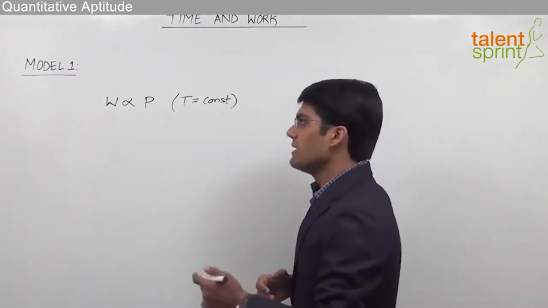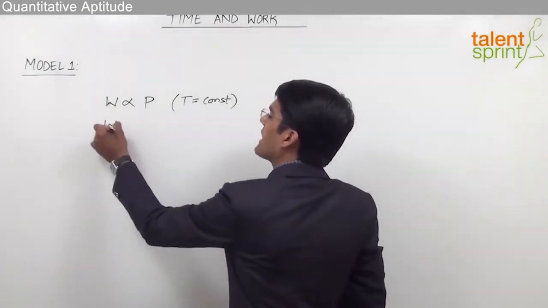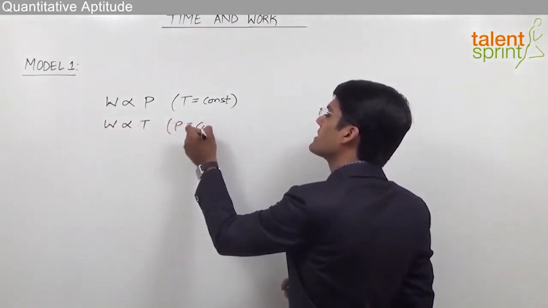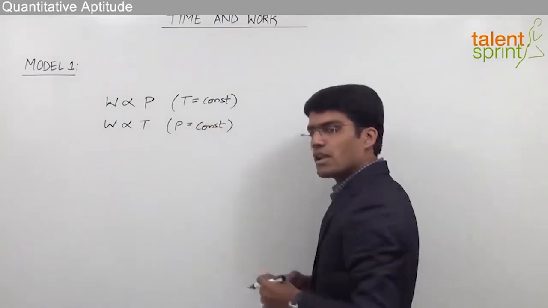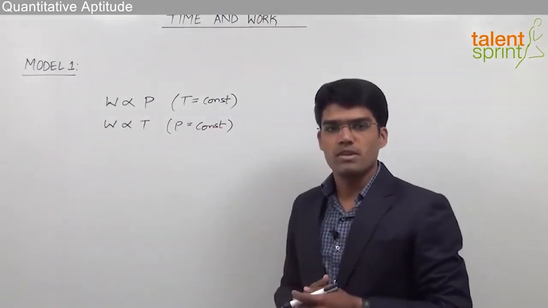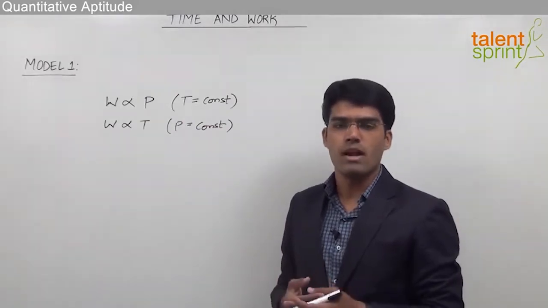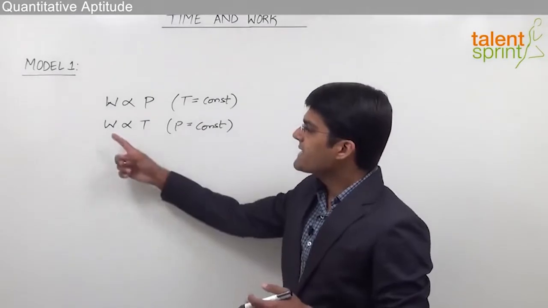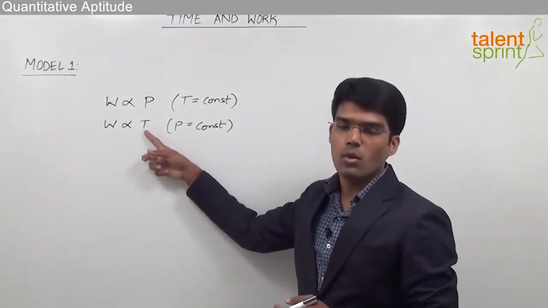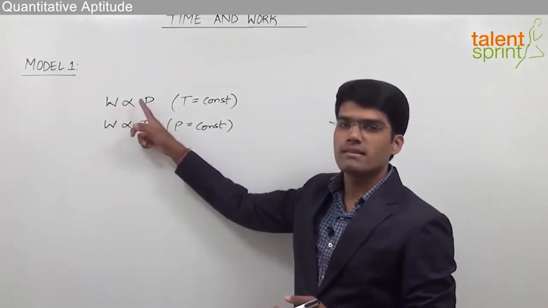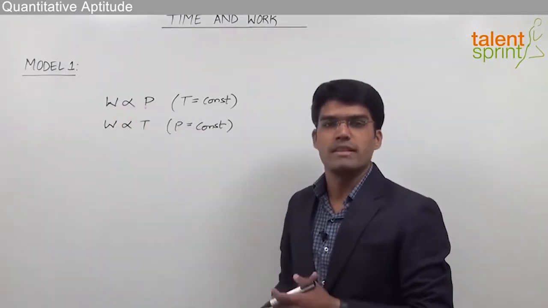The other relationship here is between work and time. We can say that work is proportional to time when the number of persons is constant. So when the number of persons doing the work is not changing, work is proportional to time. So for more work, more time is required, and for less work, less time is required. Which means as and when the work increases, the time required to do the work also increases. And similarly, as and when the work increases, the number of persons required will also increase.